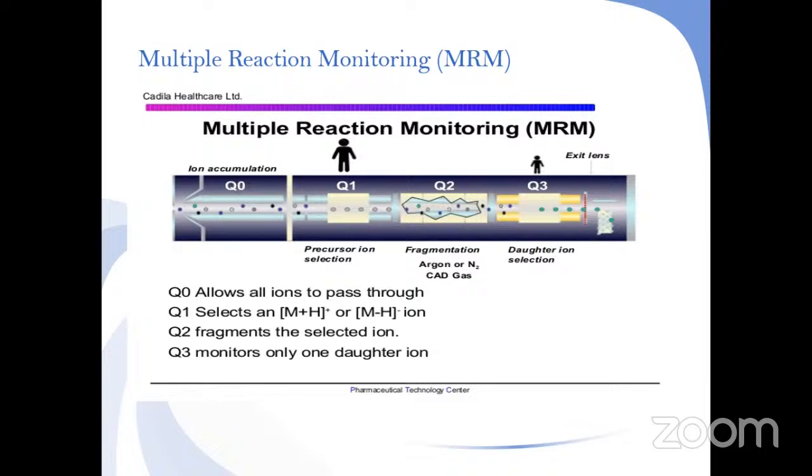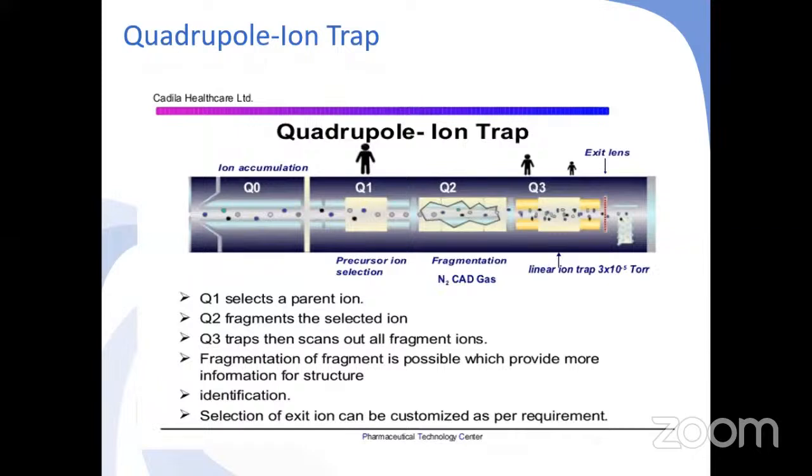Quadrupole ion trap. Q1 selects a parent ion. The next slide will give the quadrupole ion trap. These are some of the points from the instrumentation point of view. Q1 selects a parent ion. Q2 fragments the selected ion. Q3 traps, then scans out all the fragment ions. Fragmentation of fragments is possible, which provides more information for the structure. Later on, identification and selection of the exit ion can be customized as per the requirement.